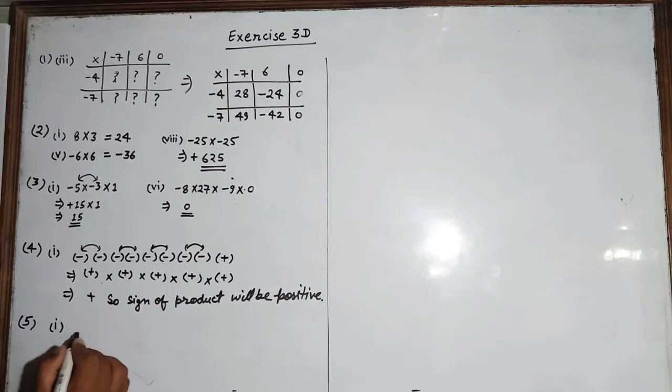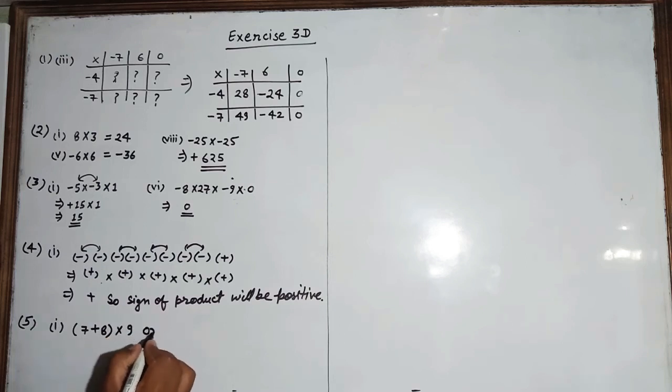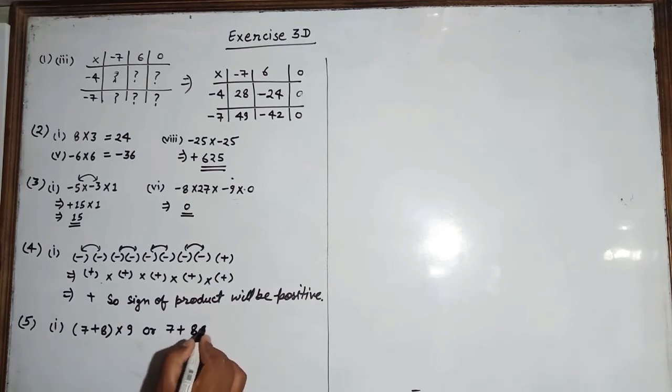One part I am doing here, that is 7 divided by 7 plus 8, inside bracket, into 9. Or another one is 7 plus 8 into 9. So which one is greater, you have to find out.